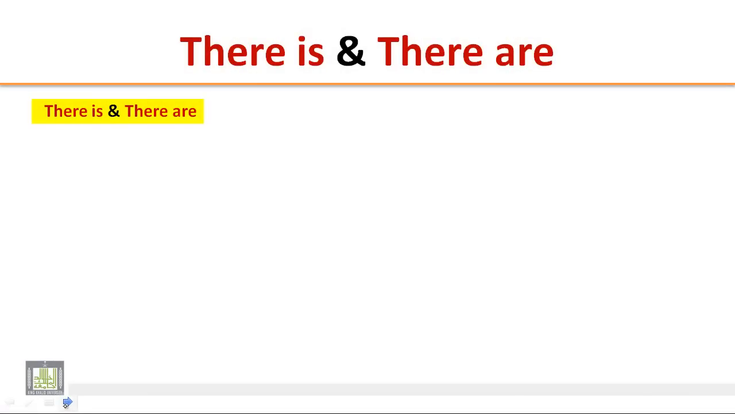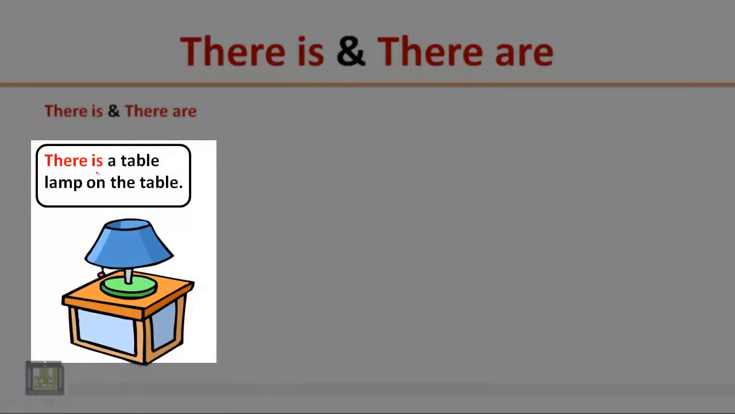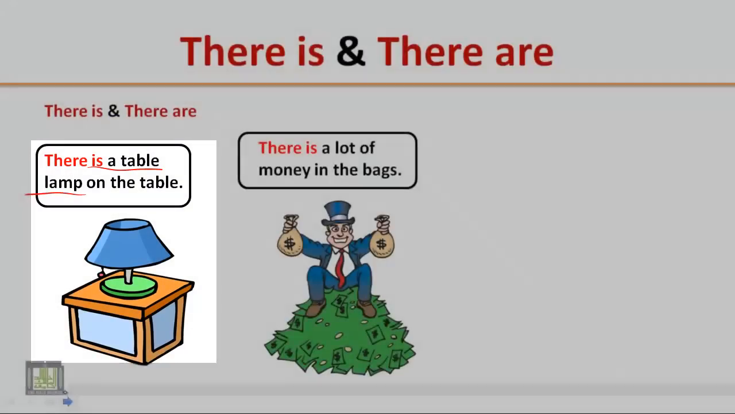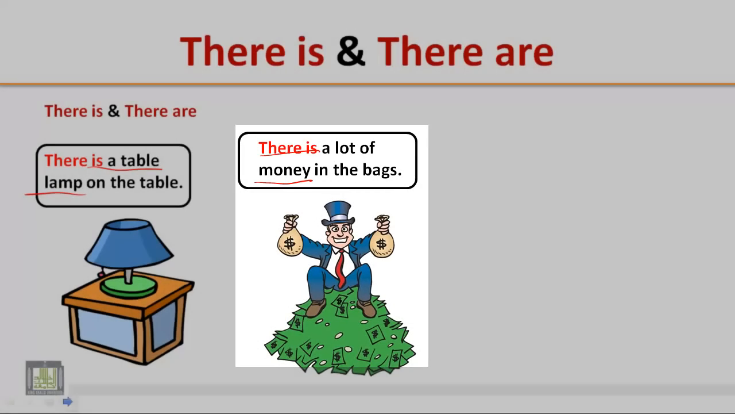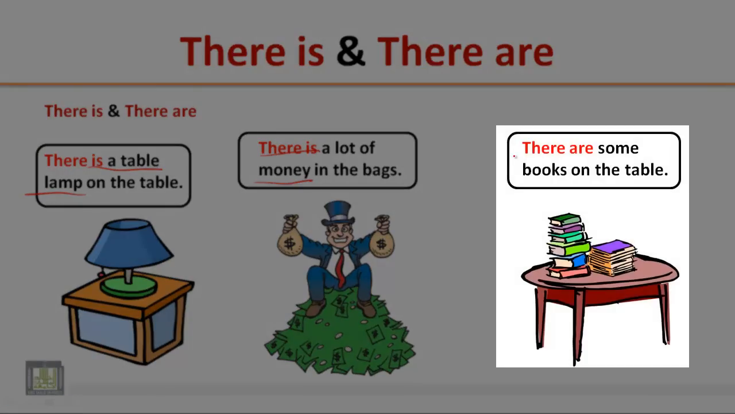Look at the following pictures and pay attention to the use of there is and there are. There is a table lamp on the table. There is a lot of money in the bags. There are some books on the table.